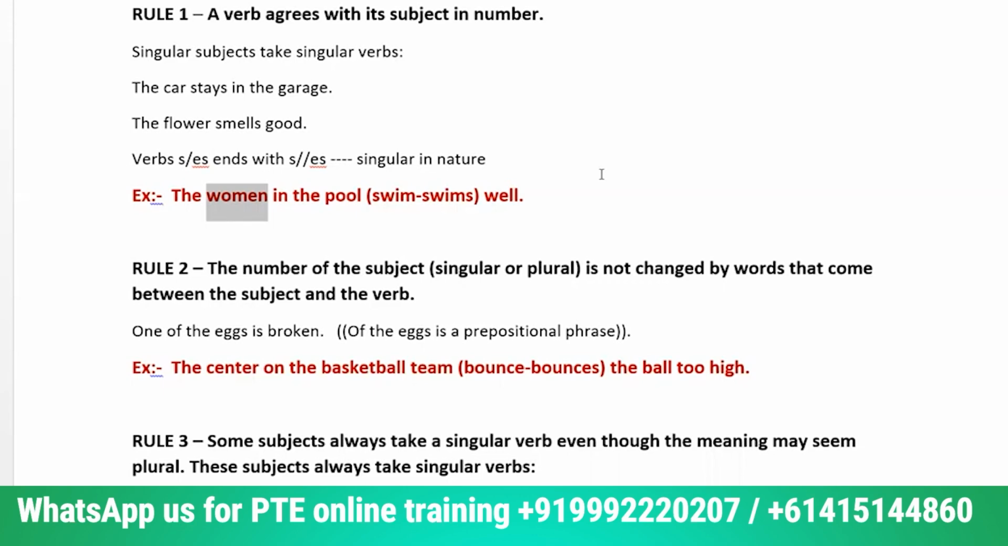Let's come to the rule number 2. The number of the subject is not changed by the words that come between the subject and the verb. So this rule number 2 is very clear. Sometimes we have a very long sentence and we don't read it carefully, so we don't understand the subject. So if it's a long subject, make sure you still are clear with the subject. जो number है वो matter नहीं करेगा. Real subject क्या है? One of the eggs is broken. So what is the subject? One. So since it's singular, singular verb will come. So is will come. Of the eggs is just a prepositional phrase.